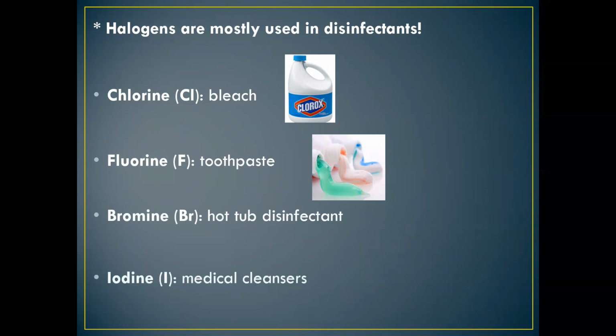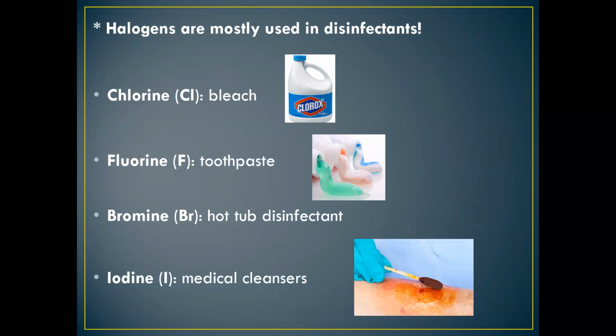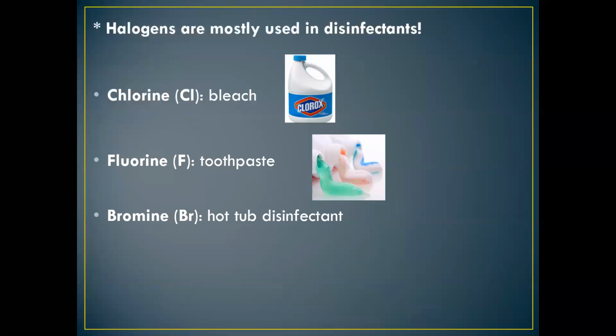Bromine, as I talked about before, is a hot tub disinfectant. Chlorine is used in a pool, which is usually cooler temperatures. Bromine is able to fight bacteria at a high temperature. So you add this to hot tubs, because chlorine would break down easier.